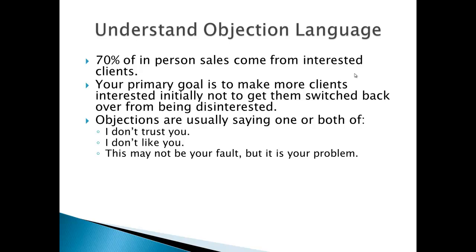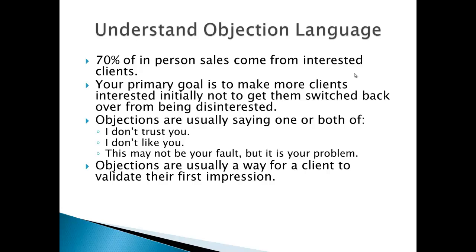Now, that may not be your fault. Sometimes it is our fault. Sometimes the customer doesn't like us, and it is our fault. Sometimes they don't trust us, and it is our fault because of what we say or how we act. But sometimes it's not our fault, but whether it's our fault or not, that is our problem. So our problem isn't really the objection. You've got to keep that in mind when we're talking about how to handle the objection. Our problem isn't really the objection per se. The problem is they don't trust you or they don't like you. That is really the core objection that you have to overcome.